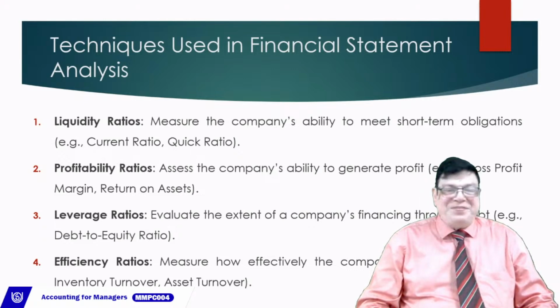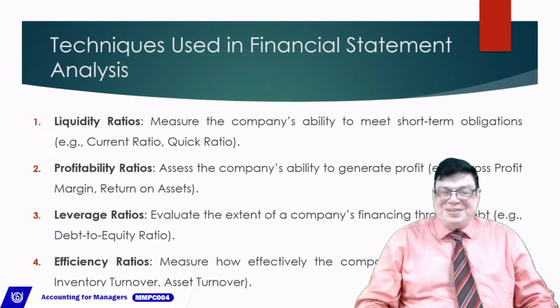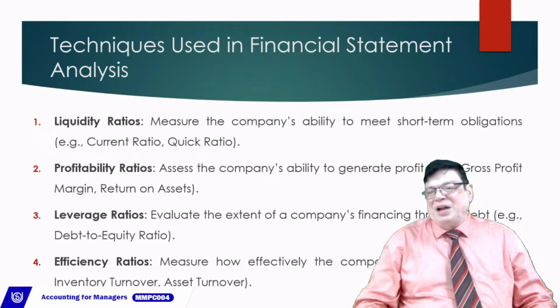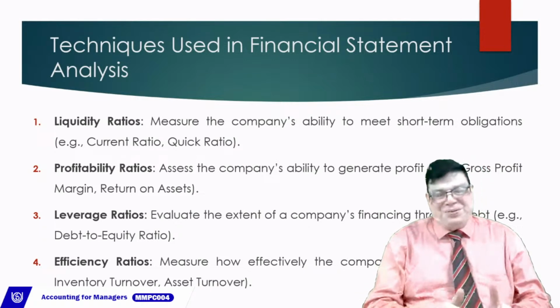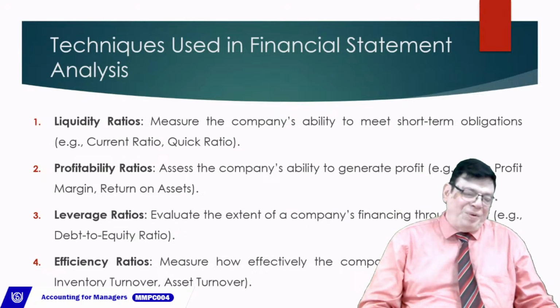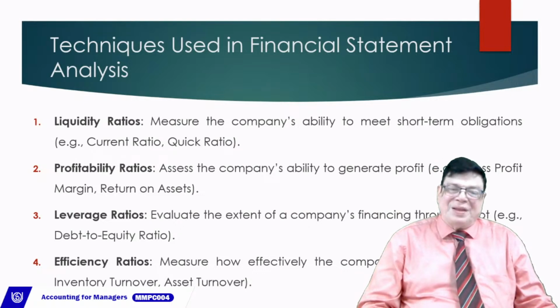Then next is efficiency ratios. They measure how effectively the company uses its assets. That is inventory turnover, then asset turnover. What is the cycle? Suppose let us start from raw material. The company gets the raw material, converts the raw material into finished products. Then the company sells these finished products.